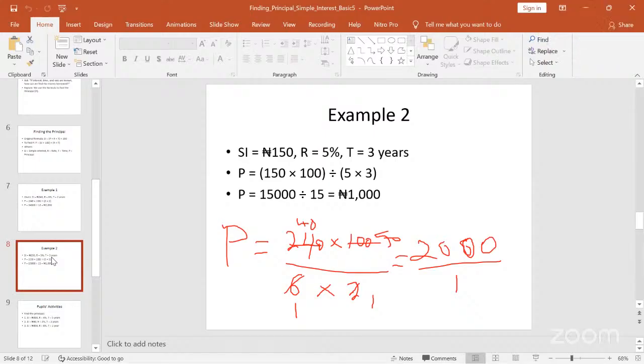Very good. 15,000 divided by 15 will give you 1,000 naira. So that means you have 1,000 naira as your principal, which is absolutely correct. So you can see this: finding the principal is not that hard.